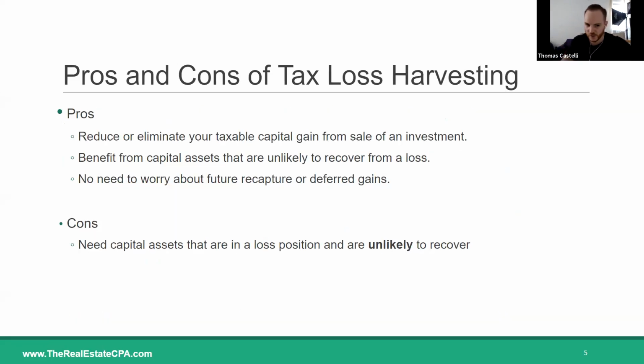The pros of using this strategy are, one, you're going to be able to reduce or eliminate your taxable gain from the sale of an investment. You benefit from assets that are unlikely to recover from a loss. And there's no need to worry about future recapture or deferred gains. As we go through some of these strategies, oftentimes they're going to have something to do with deferring the capital gains tax until later on down the line, which we'll get to in just a second. But in this strategy, you sell the asset, you recognize the loss, you use that loss to offset the gain, and it's really that simple. There's not much else to know about there.